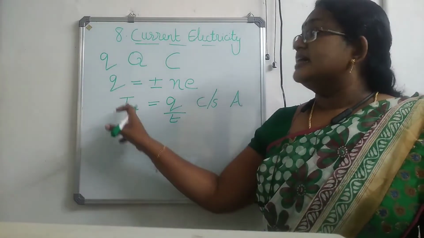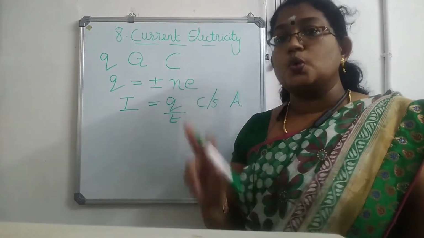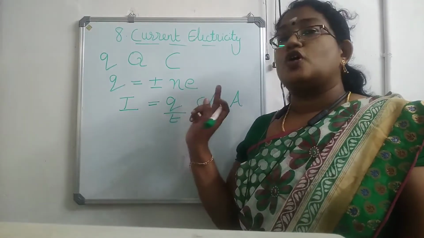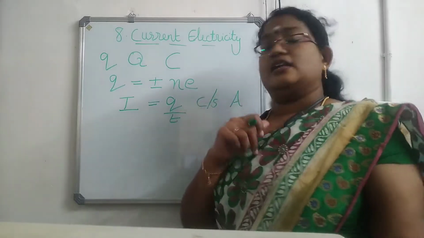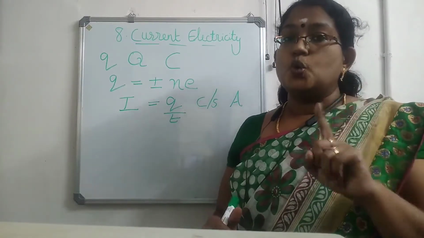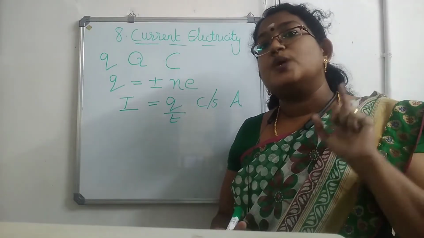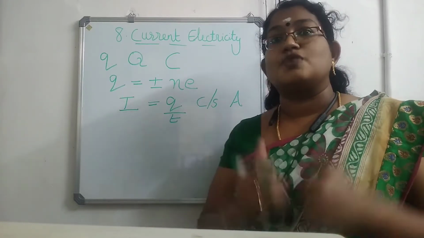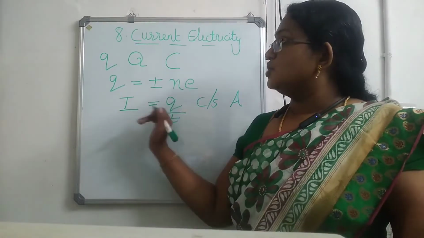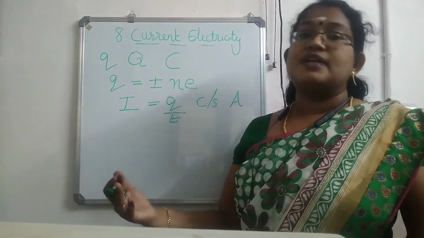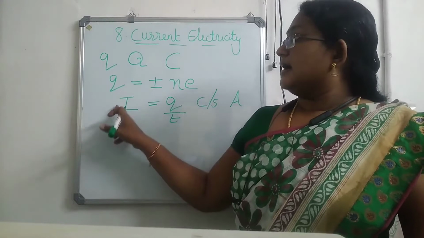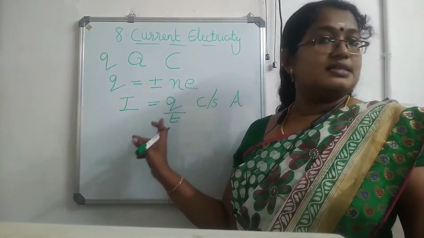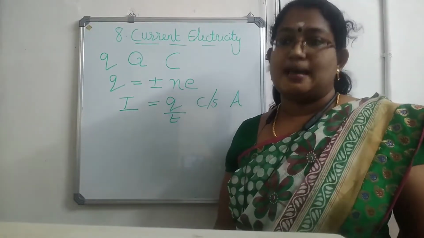1 ampere is the current which flows through a circuit when 1 coulomb of charge passes through it in 1 second. If 1 coulomb of charge passes through a conductor in 1 second, then you can say that 1 ampere of current is flowing through that conductor. Once you are thorough with the equation, we can give definition for the unit. Current will be 1 ampere only when 1 coulomb of charge flows in 1 second. Then only you will get current as 1 ampere.